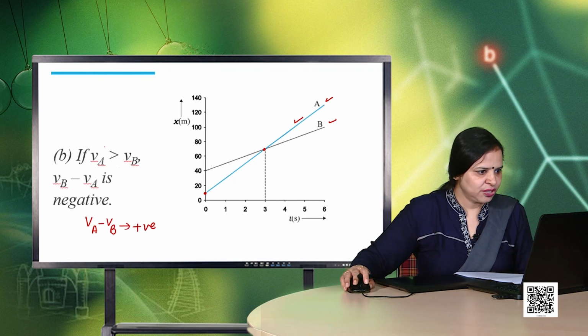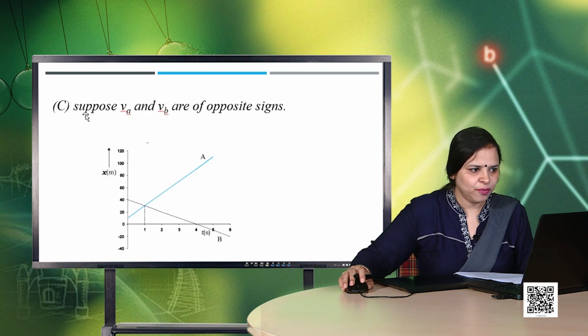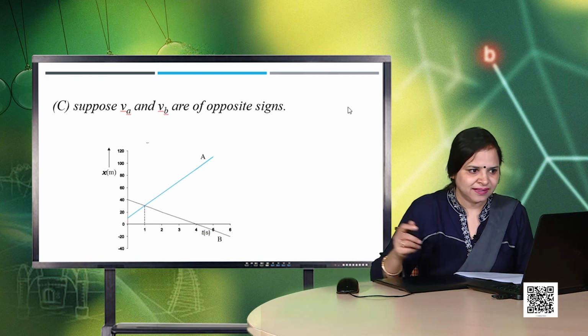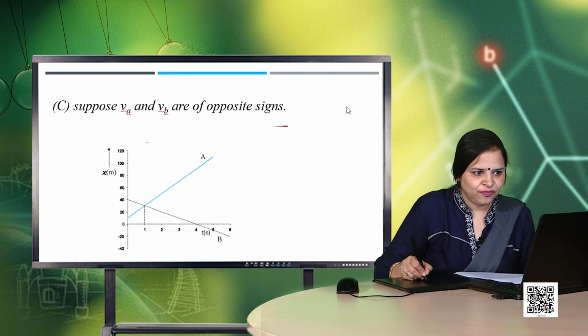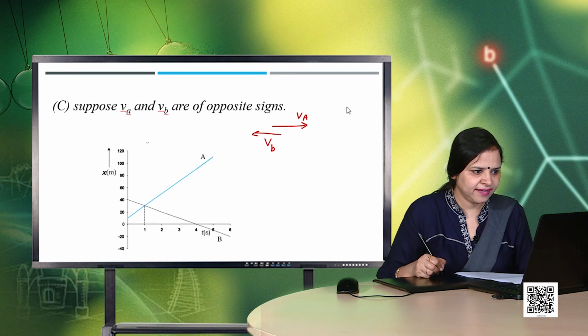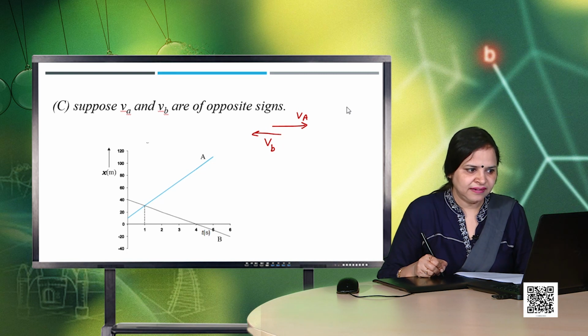Now, another situation I consider is wherein VA and VB are of opposite signs. That is, let us say object A is moving towards the right and object B is moving with some uniform velocity towards the left. Initially, let us say the positions are 10 meters from the origin for object A, and plus 40 meters from the origin for object B.